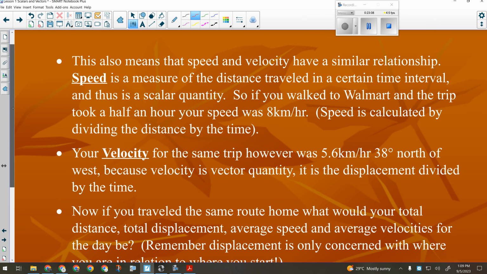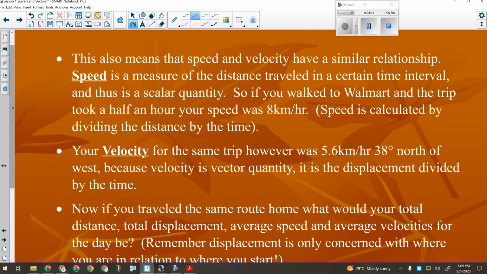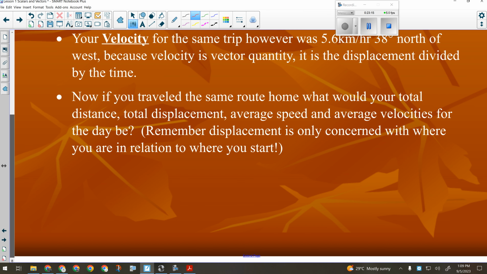So our scalar quantities are speed. If we're just making a list here. Whoa, I went red on red.